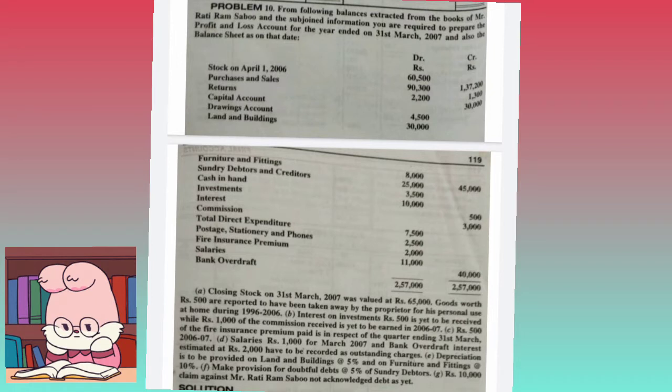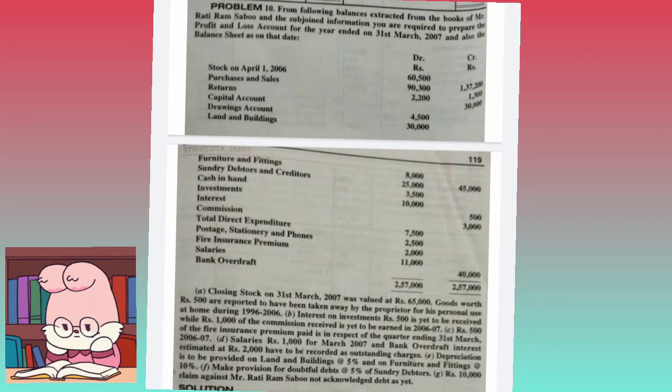So commission received is income that is yet to be earned in the next year, but we received it in this year. It means we have received advance income. So advance income, what we will do, we will deduct it from the income on the credit side of the P&L account, and we will take this advance income to the liability side of the balance sheet.